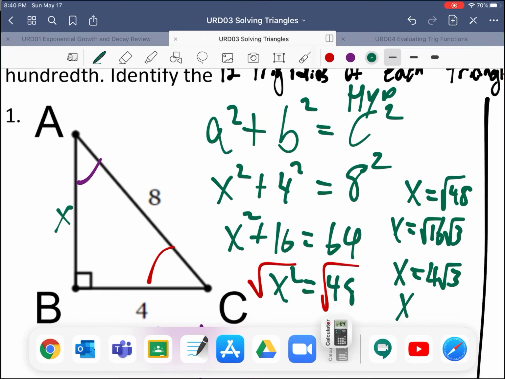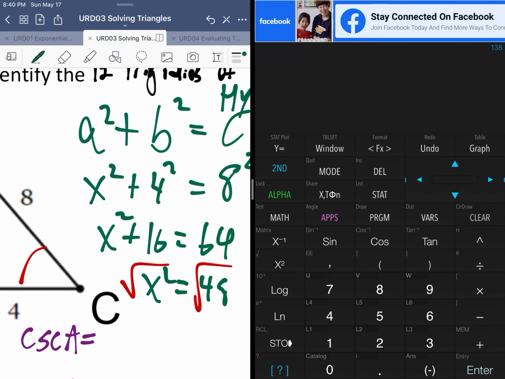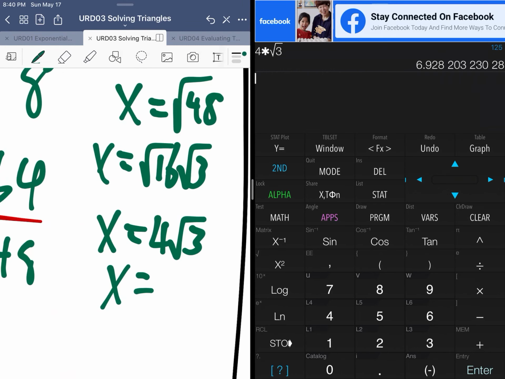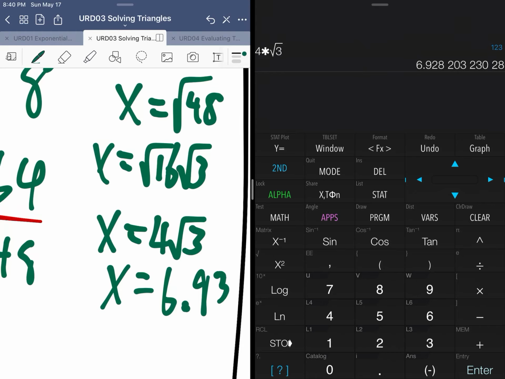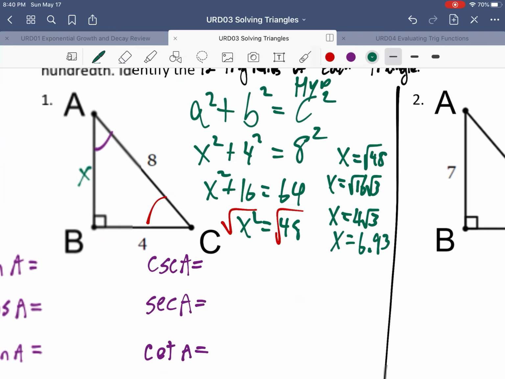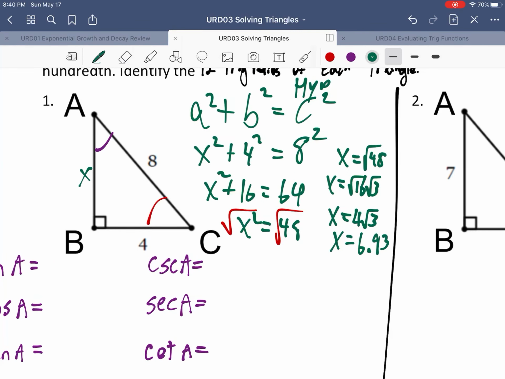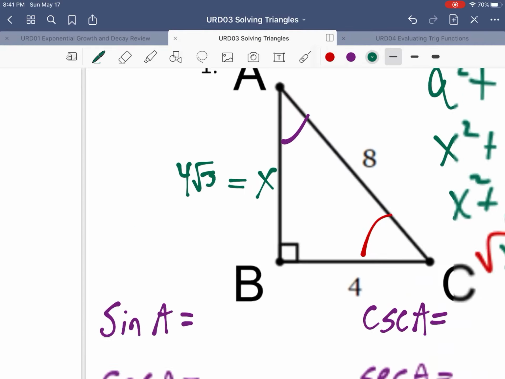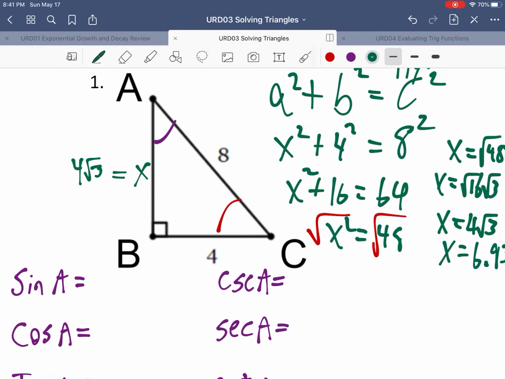As a decimal, using a calculator, we can see that 4 times radical 3 is going to equal 6.928. So I'm going to call that x equals 6.93 for this example because of what we were asked to do. And we'll come back to the calculator later when we need it. But for the sake of this problem, I'm actually going to call this 4 radical 3 and work with it as a radical, just to show you some additional things that might come up in your Delta Math assignment.